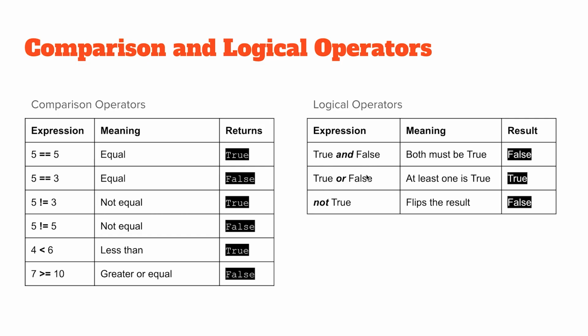Or will return true when at least one is true. So true or false will return true. But false or false will return false because there's no true. And true or true will, of course, return true. The not operator will return the flipped result. So not true will return false, and not false will return true. So we use comparison and logical operators to make decisions in our code, depending on whether these comparisons are true or false.